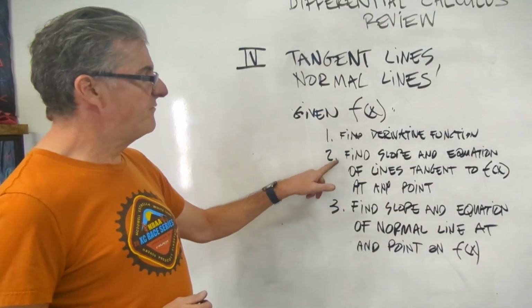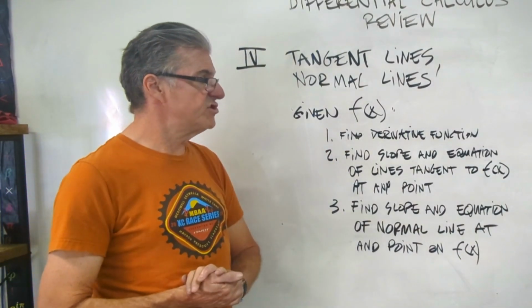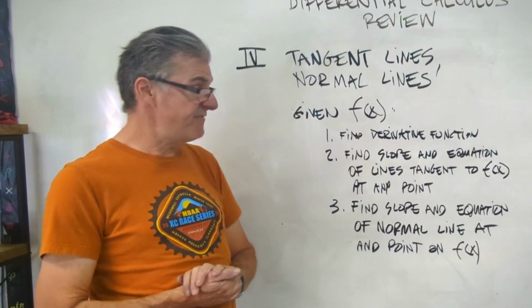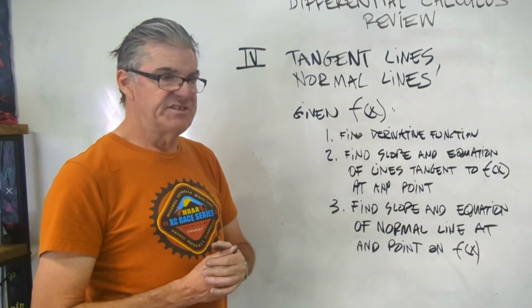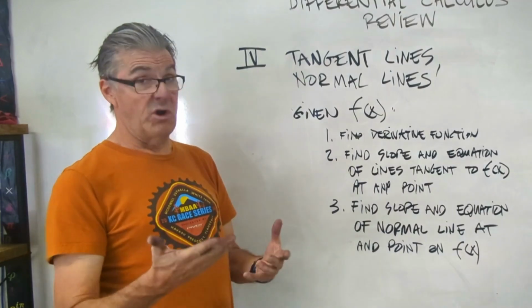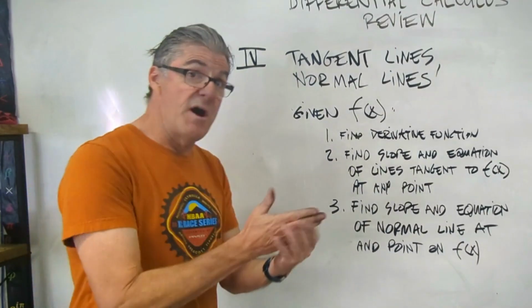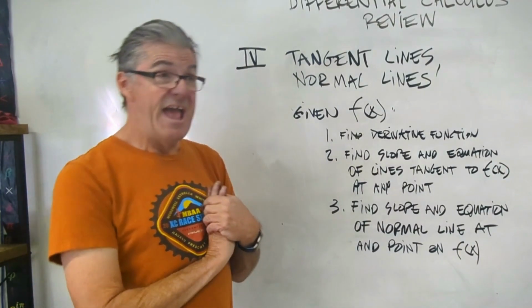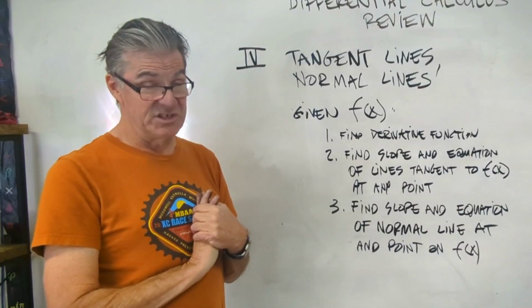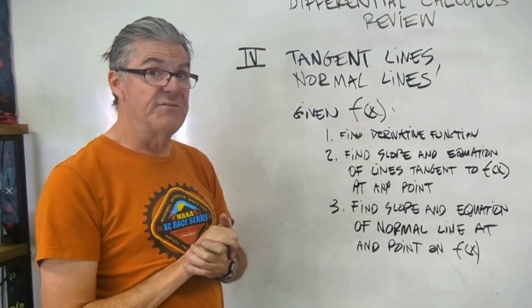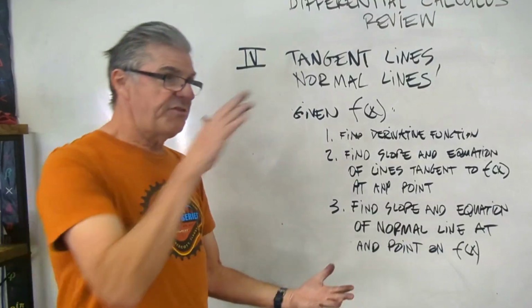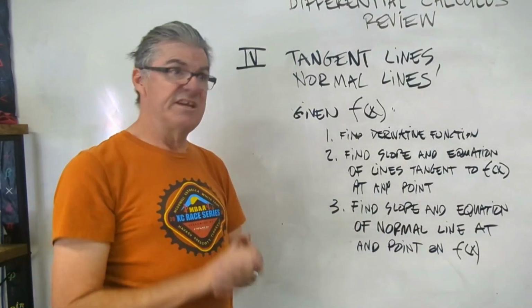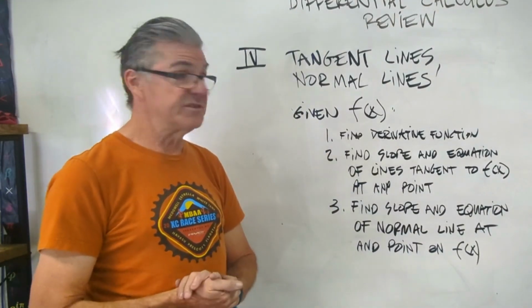Second, you should be able to find the slope and the equation of lines tangent to that function at any point. So if I give you a function and I say at the point x equals 4, you should be able to find the slope of that tangent line at that point and the equation of that tangent line. So there's several steps involved in that. Most of this is algebra 2 type stuff with an IB math understanding and use of differential calculus.